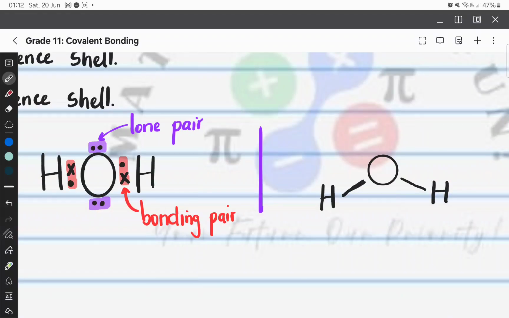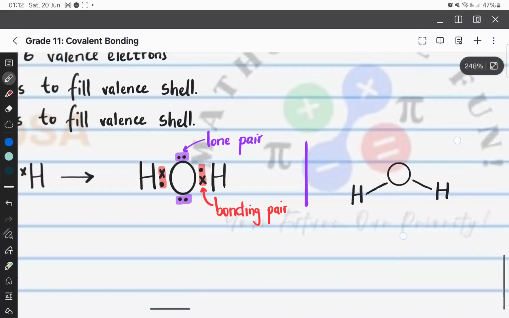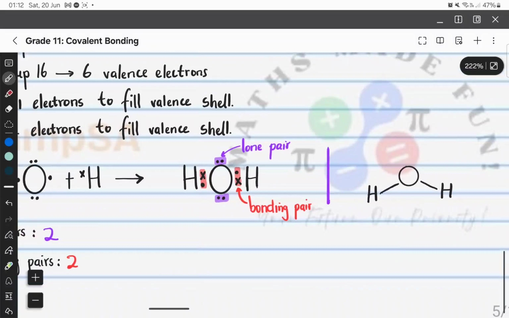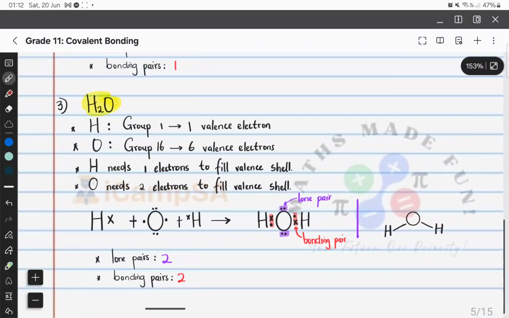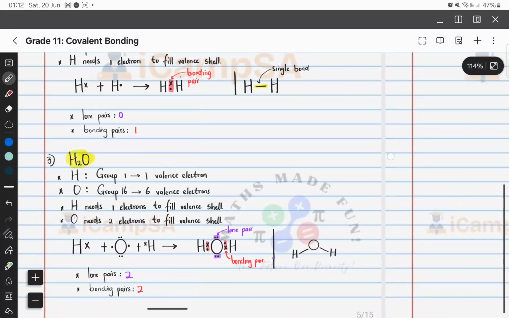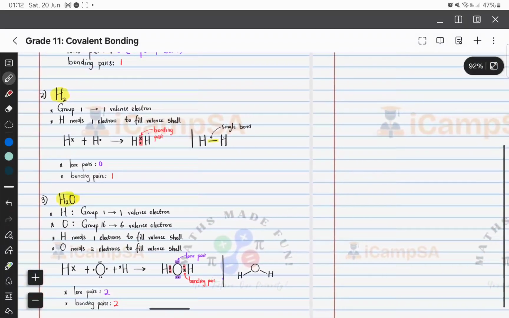There's a reason why it's this type of shape. It's because of the lone pairs. They are repelling the bonding pairs, but we will talk about that in another video where we use the VSEPR theory to find these shapes. For now, this is what it would look like. There are single bonds between the O-H atoms. So let's check one more example, and then we will check a past paper problem.